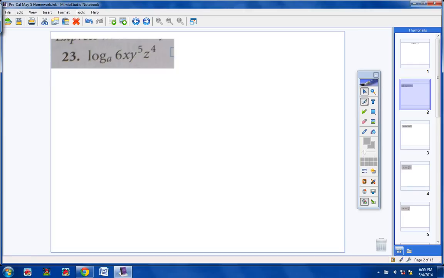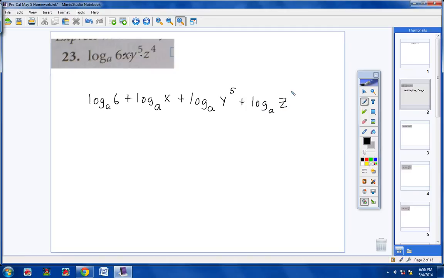I've got an argument here in which I've got a bunch of multiplication going on. So whenever you have an argument with multiplication, you can write the first part of the product, plus. Notice if your base here is A, we're going to use base A throughout the entire assignment: log base A of x, then plus log base A of y to the 5th, plus log base A of z to the 4th.